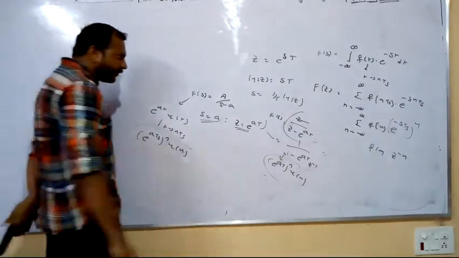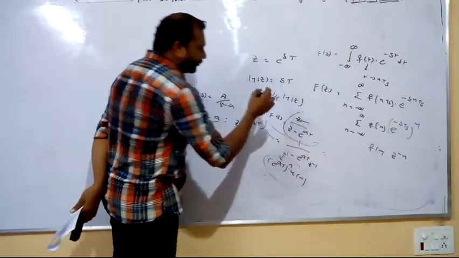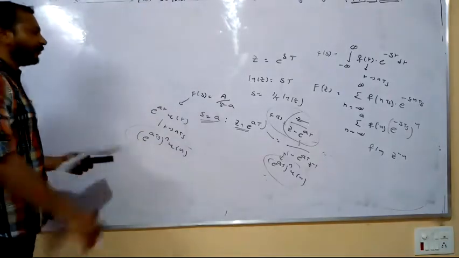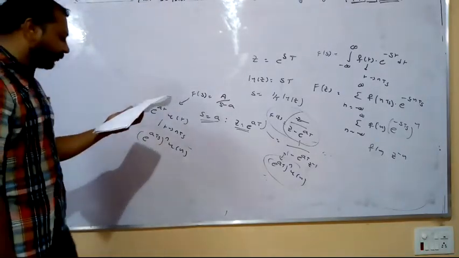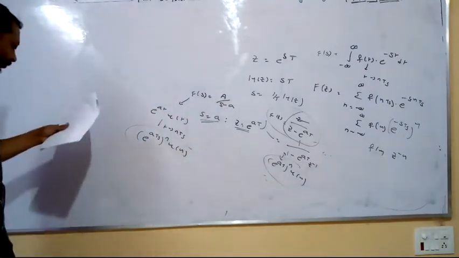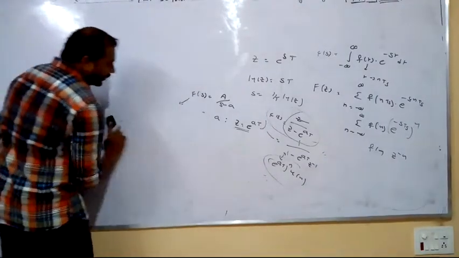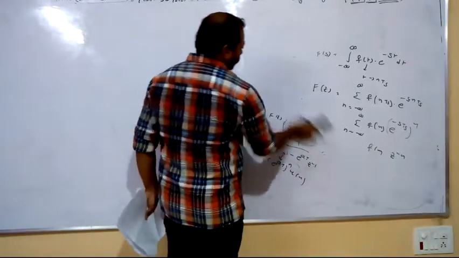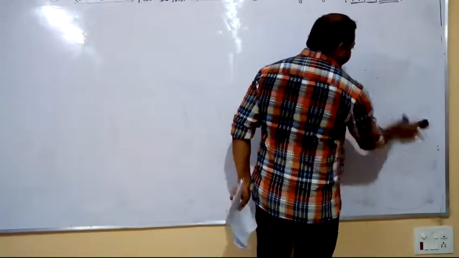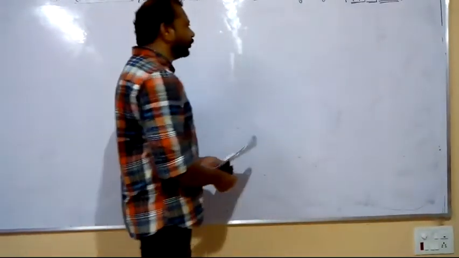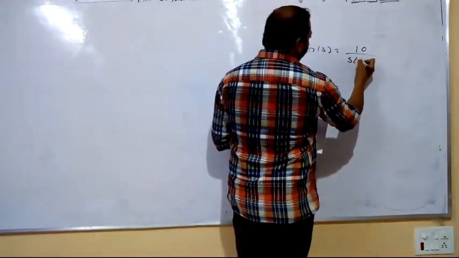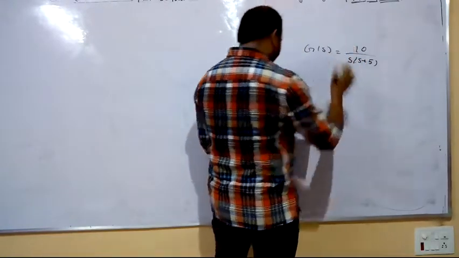Remember, with the use of this z pole, the corresponding F of z is equal to z upon z minus e to the power aT. Now consider a question: find the z transform of the corresponding Laplace transform G of s equal to 10 upon s into (s plus 5).